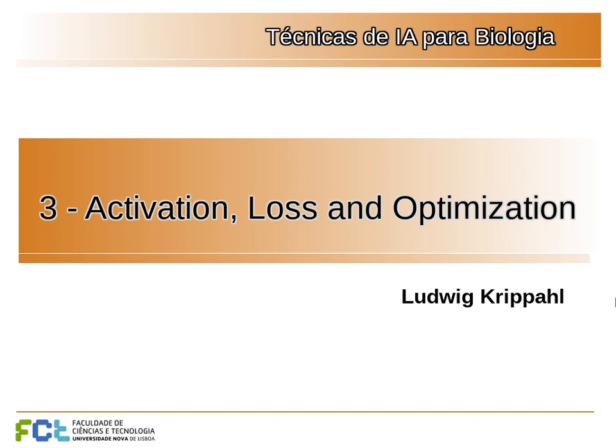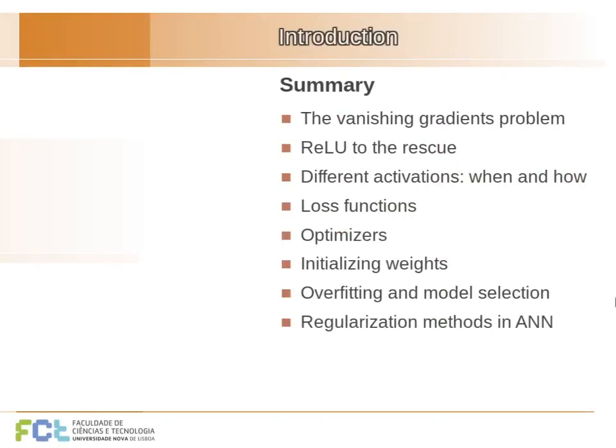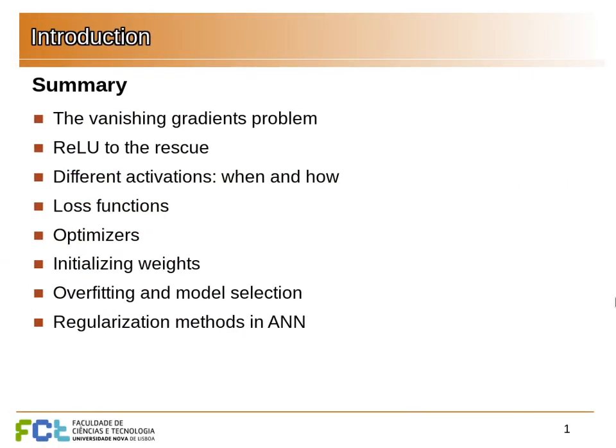So today we're going to see several things about building and training artificial neural networks. I'm going to talk a bit about this vanishing gradients problem and how rectified linear units can help solve this. This is especially important when you build deeper networks with more layers.